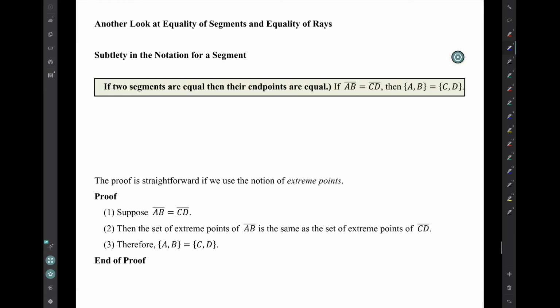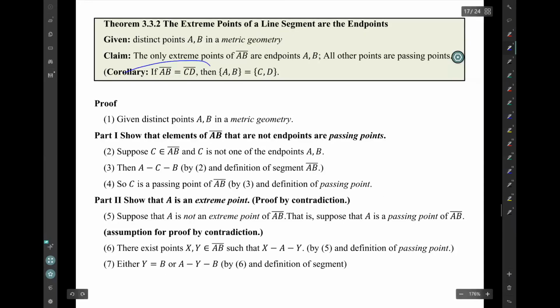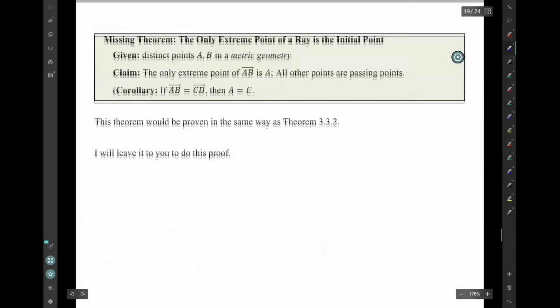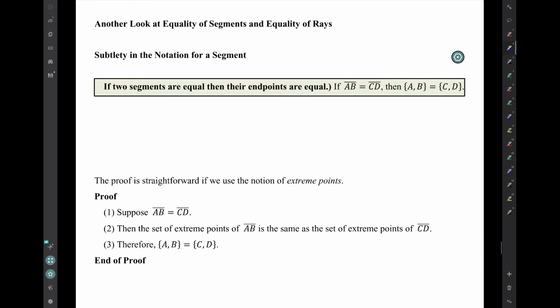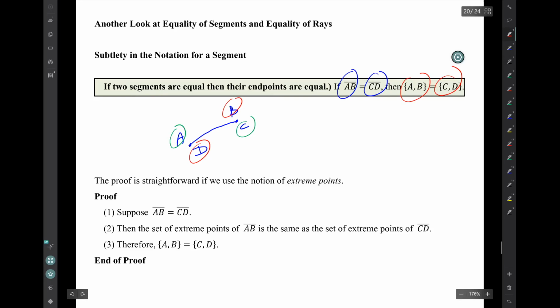So that's actually worth presenting here. If two segments are equal, then their endpoints are equal. That was mentioned above in that theorem about extreme points. It was mentioned as a corollary. So here's that corollary presented with a proof. So notice segment AB equals segment CD, but point A is not the same point as point C, and point B is not the same point as point D, but these sets are equal.